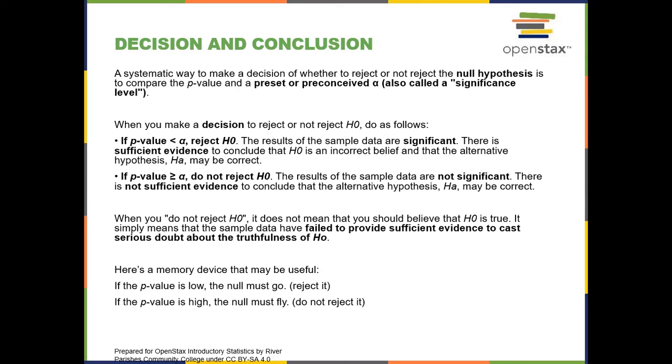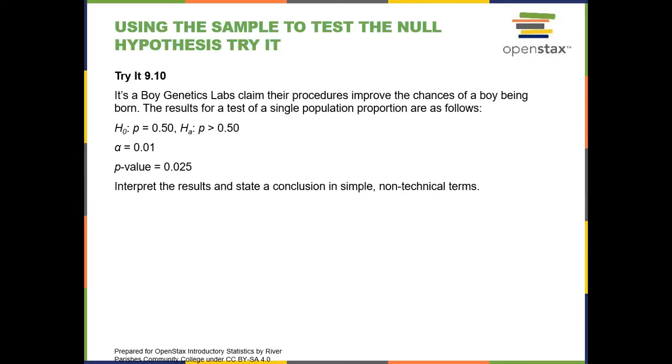Here's a memory device that may be helpful. If the p-value is low, the null hypothesis must go. Reject it. If the p-value is high, the null hypothesis must fly. Do not reject H0.